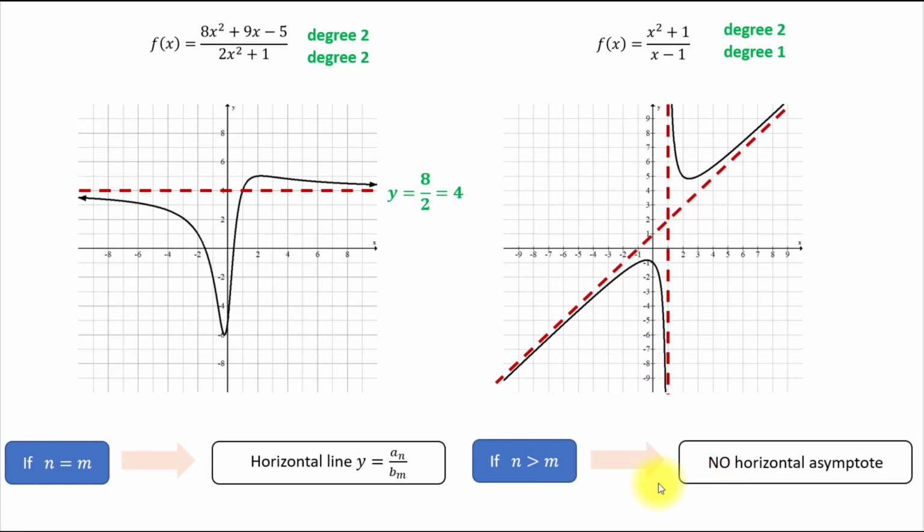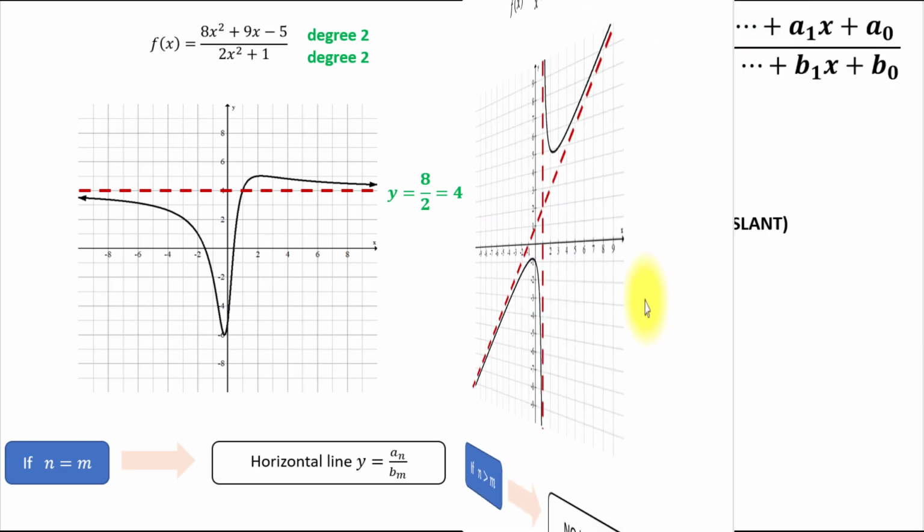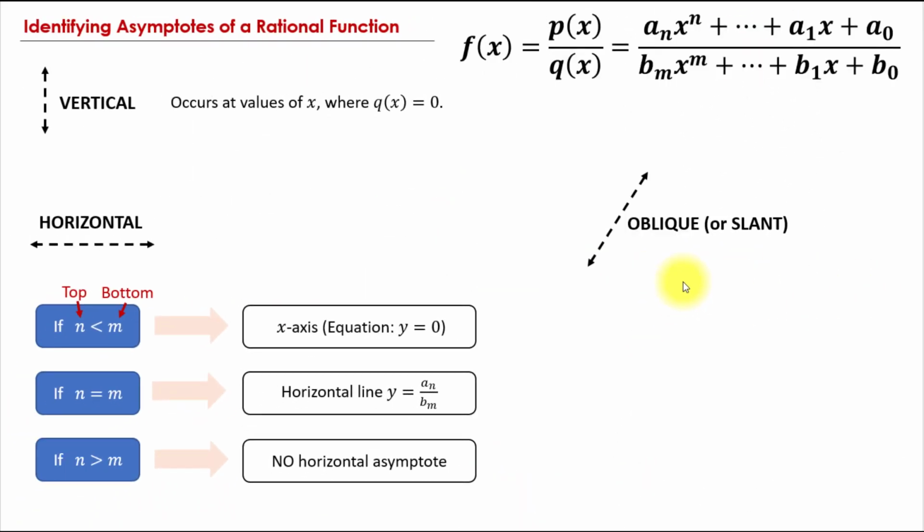Well, in this case, the graph does not have any horizontal asymptotes, and we can see that in the picture: no horizontal asymptotes. And finally, let's talk about oblique or slant asymptotes.